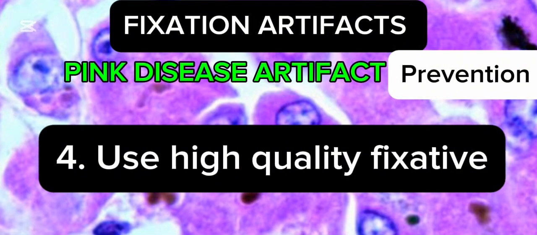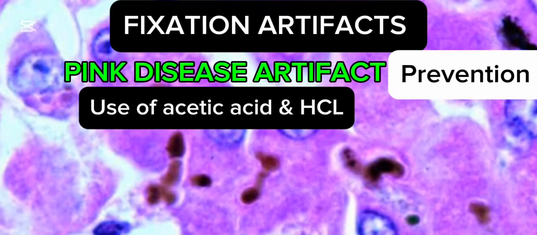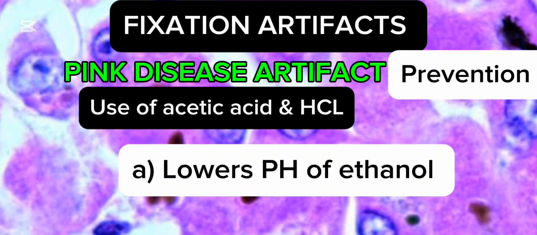Number 4, use high quality fixative, whereby you must employ standard fixatives like 10% neutral buffered formalin for consistent fixation results. Additionally, we can use 2% acetic acid or 1% HCl. So the 2% acetic acid is added to the fixative, or the 1% HCl is added to the absolute ethanol used to dehydrate sections. Addition of acetic acid lowers the pH of ethanol.